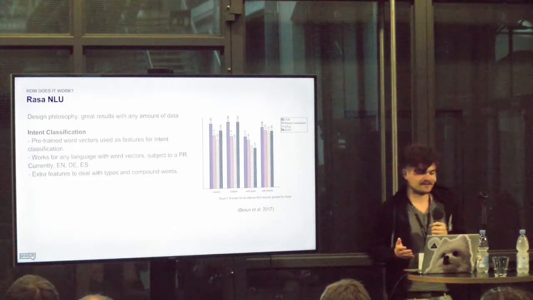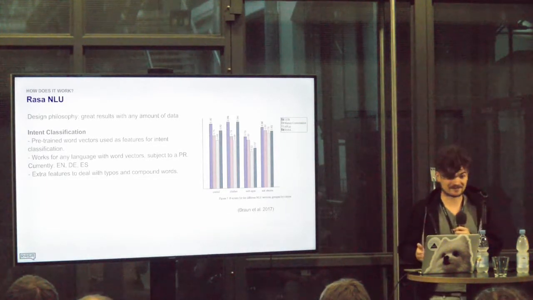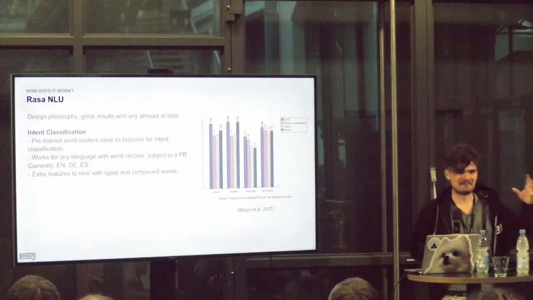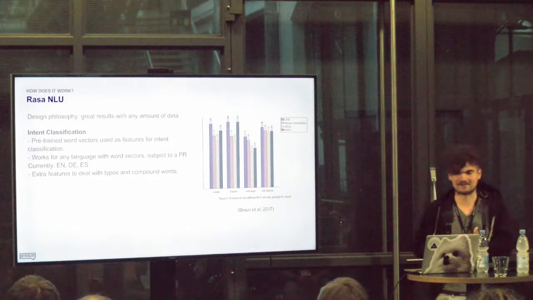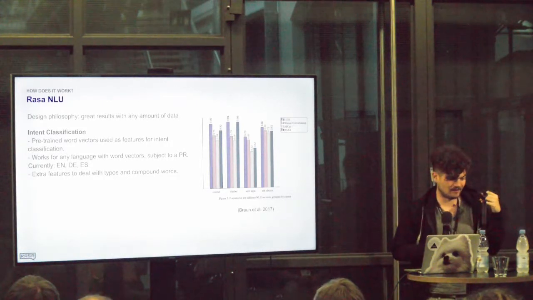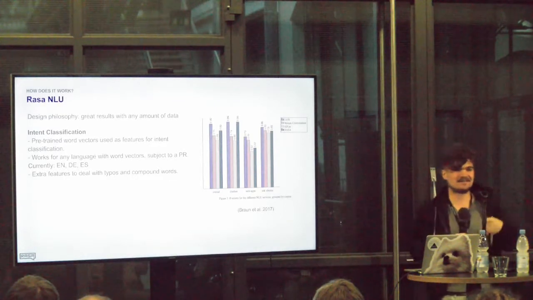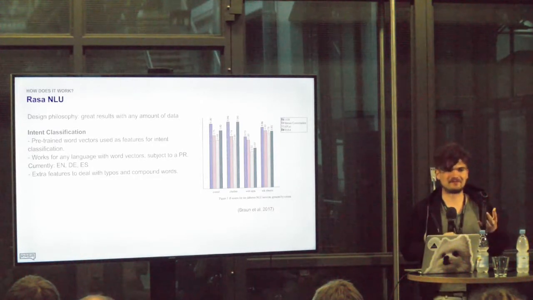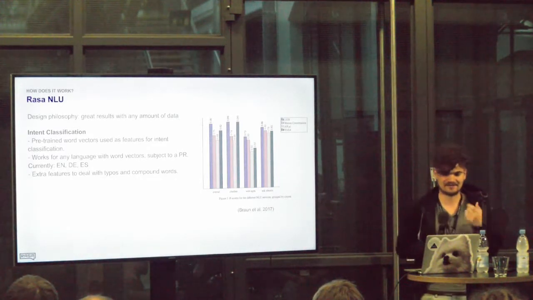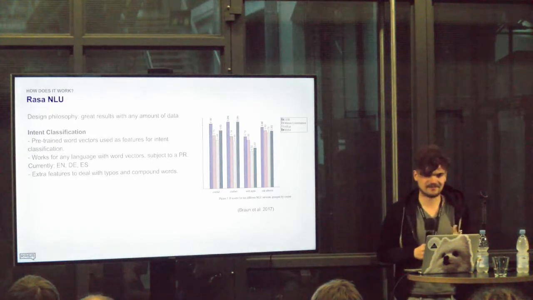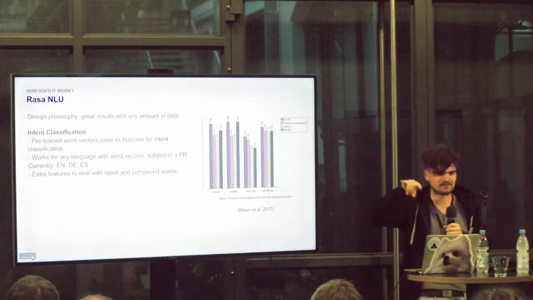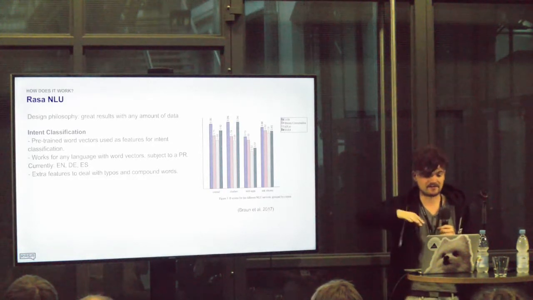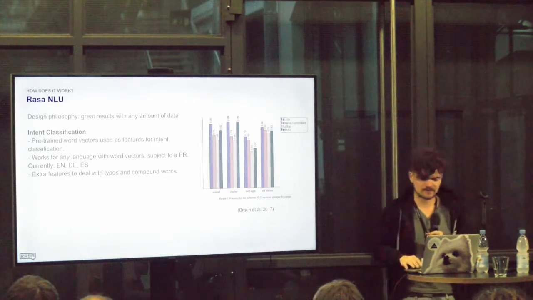We also have extra features to deal with typos and compound words, which are especially important in German, which was my first task. I don't speak German, but there are these massive compound words which are very important keywords, but they'll never have converged word vectors because they'll be used only a few times in the training corpus. So basically, we automatically generate n-grams from within compound words that haven't been recognized, and then you add them as extra features on the intent classification, and it works very well.